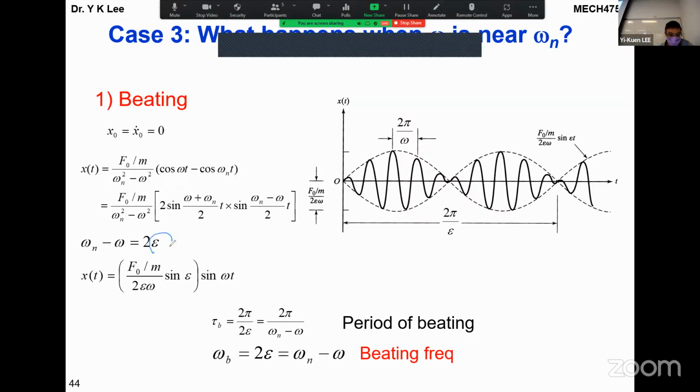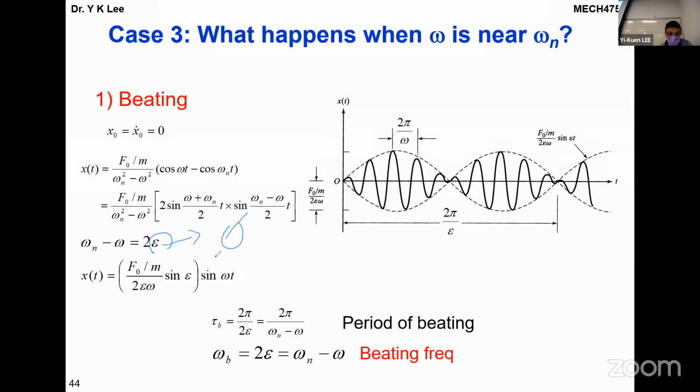If this is zero, what happens? If you look at this MK model, eventually the amplitude is very big, right? But it will not go to infinity. What happened? This is important for all of you to understand.